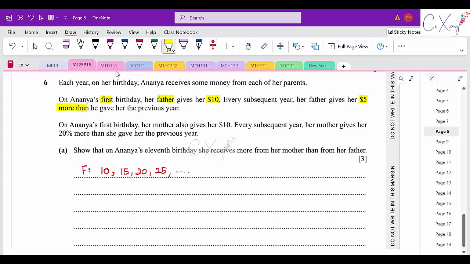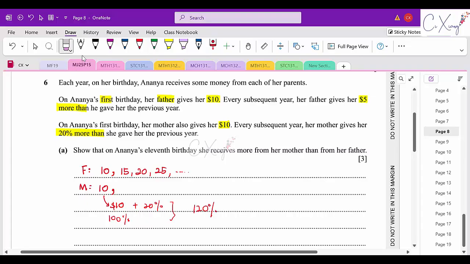And let's have a look at the mother's amount. The mother also gave her $10 in the first year. Every subsequent year, her mother gave her 20% more than she gave her the previous year. So for the next year, you'll have $10 plus 20%. The $10 here is 100%, plus the 20%, so in total you have 120% of the $10.